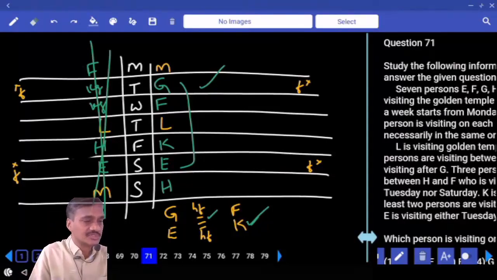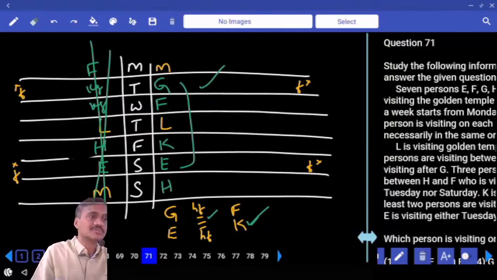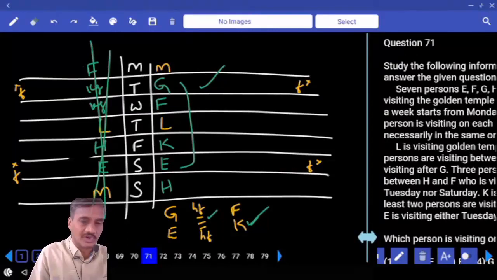And the number of persons visiting between G and L. G and L, there is exactly 1 person, same as between E and F. False. H and K, for H and K, there is exactly 1 person. And next one, 4 out of the following, L and E. L and E, there is 1 person. And K and F, there is exactly 1 person. G and L, there is 1 person.